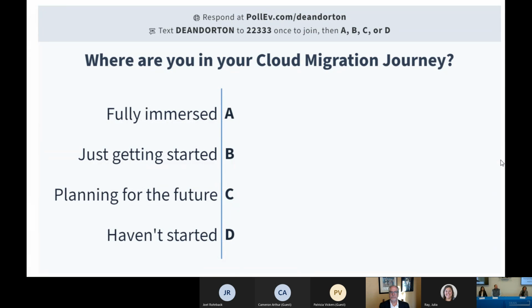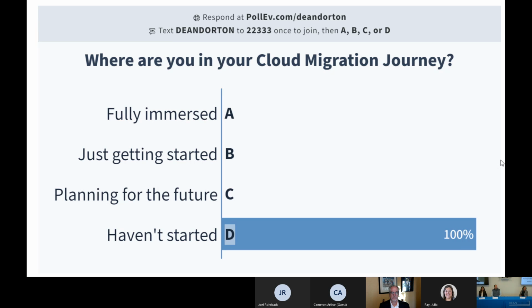So let's start with a poll question if we can, and the information is there on the top to help you figure out how to move forward and how to answer these questions. Where are you in your cloud migration journey now? Because I think that'll help us as we answer the questions and move along to know where the people that are watching might be right now. Are you fully immersed? Are you just getting started? Are you planning for the future?